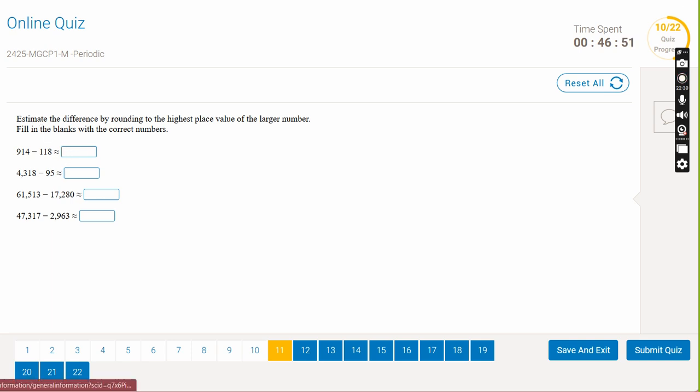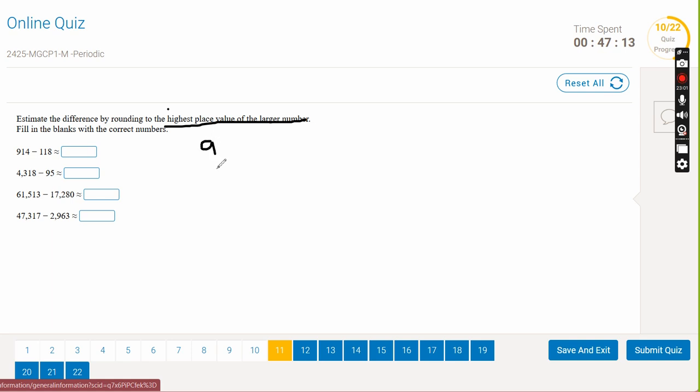Okay, now what are you supposed to do? Understand this. This can be confusing for some students, because when I was tutoring one of my students in grade 4, this was confusing for her. So estimate the difference by rounding to the highest place value of the larger number. So they want us to round, but to the highest place value of the larger number.